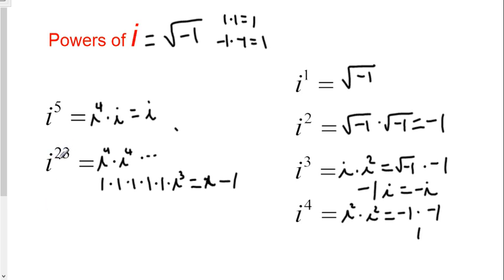So basically, I to the 23rd is the same as I to the 3rd, because I can throw out anything that makes powers of 4, because they make 1. So basically, when I see I to the 23rd, I should be thinking I to the 3rd, which is negative I. Good luck with this trick.